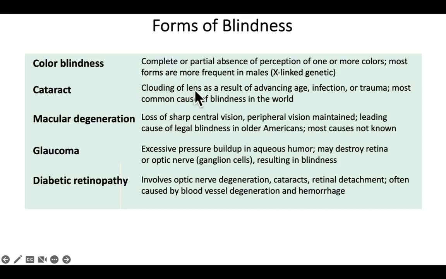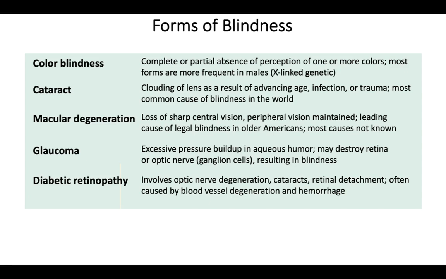Cataracts is cloudiness of the lens. That can happen with age, infection, trauma, and that's a very, very common cause of blindness. Macular degeneration, as the name suggests, is where the central part of the retina degenerates and you lose sharpness of the central vision. So your peripheral vision is okay, but your central vision is affected. And again, the problem with that is your central vision is your sharpest vision. So these people have a very hard time maybe reading because that requires very sharp vision. But their peripheral vision is fine.